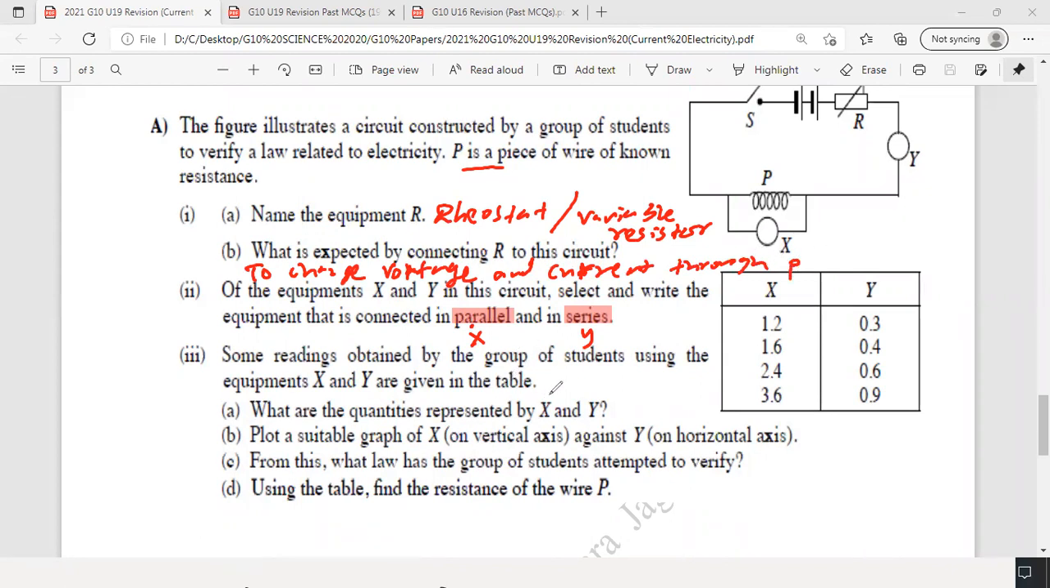And next one, what quantity is represented by X and Y? X represents voltage or potential difference across the coil. Don't write just voltage, write voltage across the coil. Y represents current through the coil, the amount of current that passes through the coil. X and Y represent voltage and current respectively. Right.